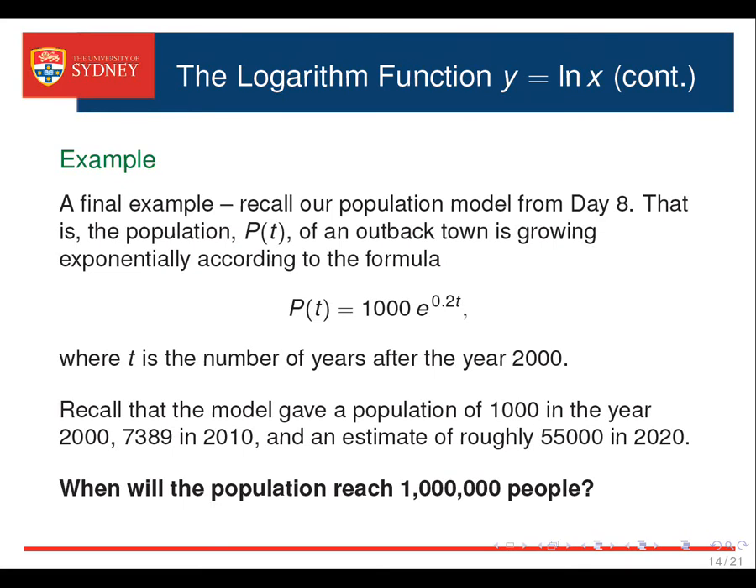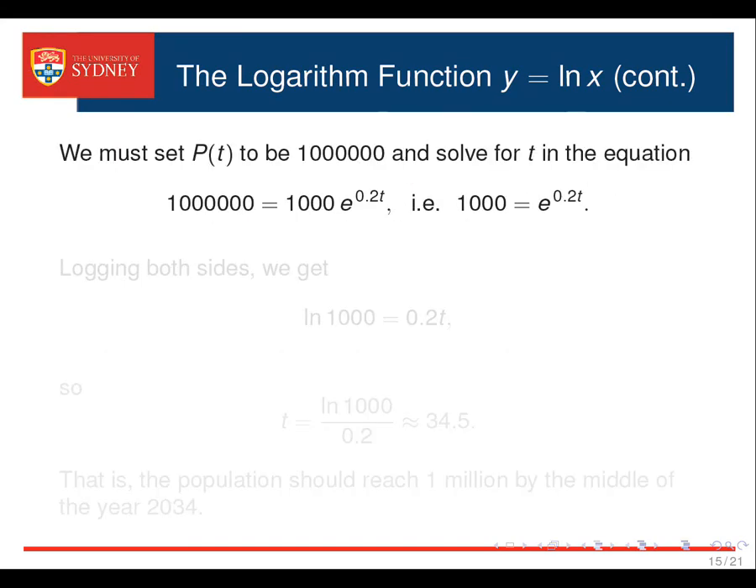But what about the reverse situation? That is, choosing a population and asking at what time t will that population occur? For instance, when will the population reach 1 million people? Here, we must set the population p to be 1 million in our model, and our goal is to solve the equation for t.